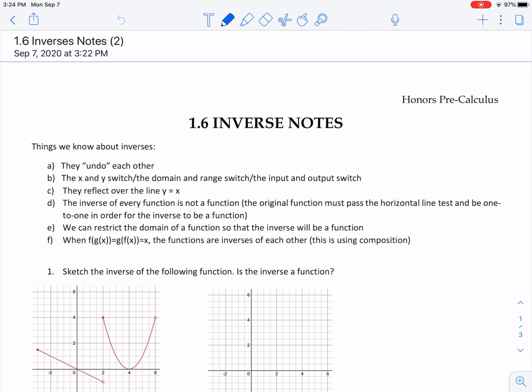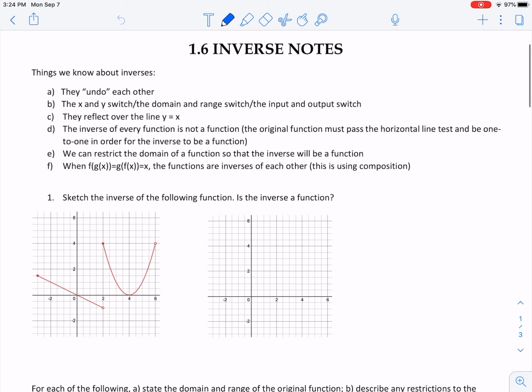Okay, today's lesson is about inverse functions. The little notes at the top here say they undo each other. The x and y switch, the domain and range switch, and the input-output switch. They reflect across the line y equals x.